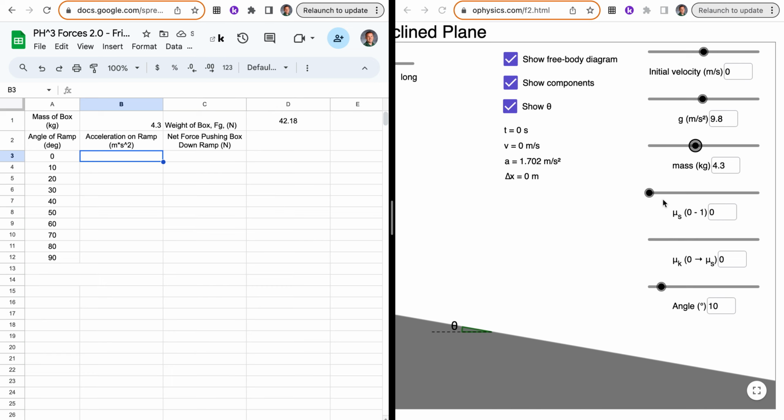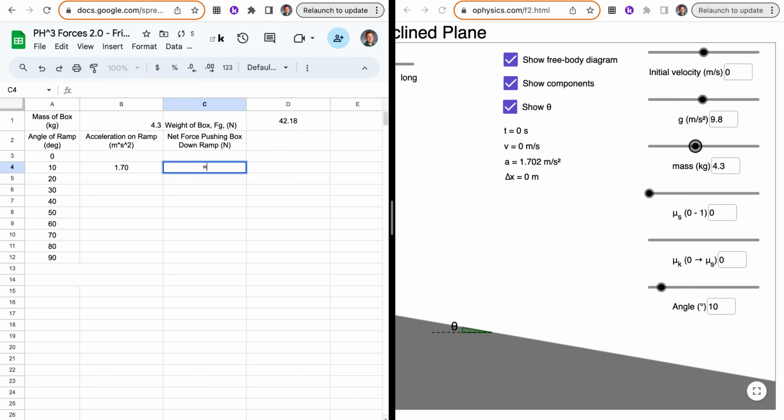So what you'll see is you'll be able to change your angle here. When we do that, we really don't even have to run our simulation. It's just going to give me an acceleration right here. So I can say for 10, that's going to be 1.702. And then I can say, well, the net force then is mass times acceleration. So if this is the acceleration that it's experiencing, the mass is 4.3. So I'm going to say 4.3 times this acceleration.